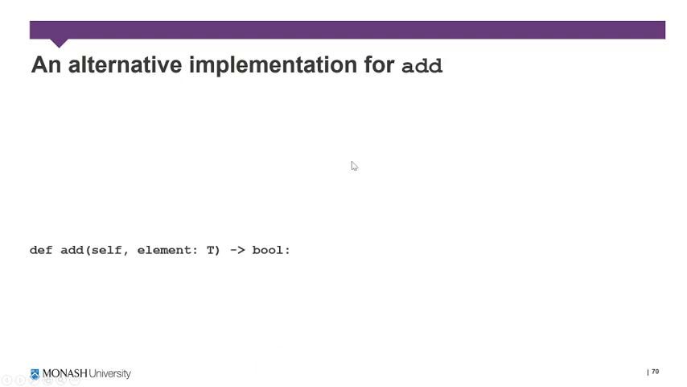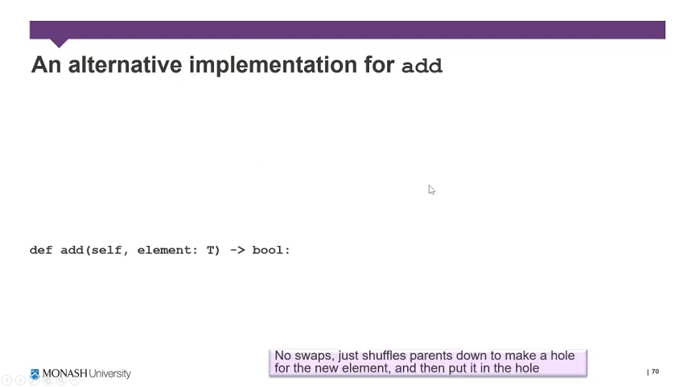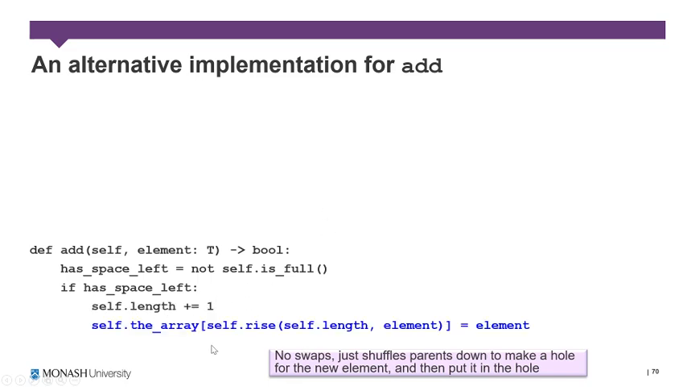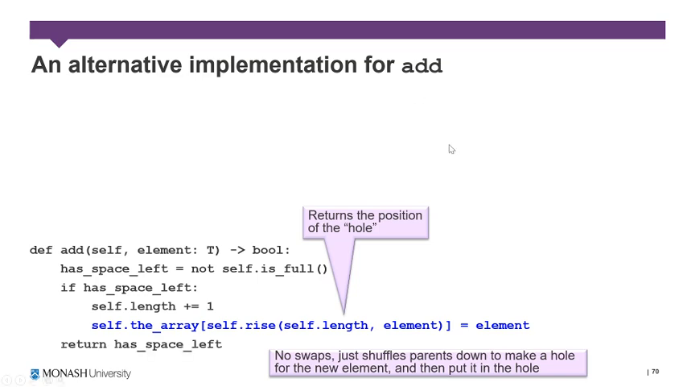So an alternative implementation for add: no swaps, just shuffle parents down to make a hole for the new element and then put it in the hole. So again, we're going to see if there's space left. If it has space, we add 1. That's pretty straightforward. But this time, the element is going to be the element returned from rise, so it returns the hole, if we like. The idea is it does all the shuffling and then just inserts the element into its correct position in the heap, and then returns whether space was left.